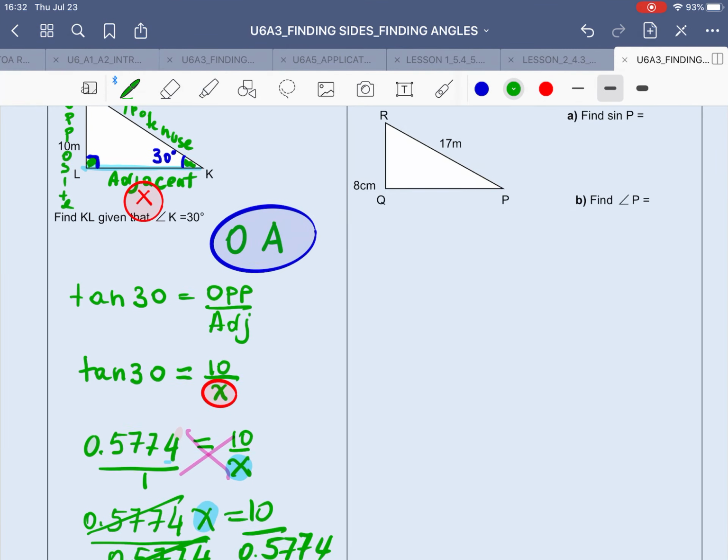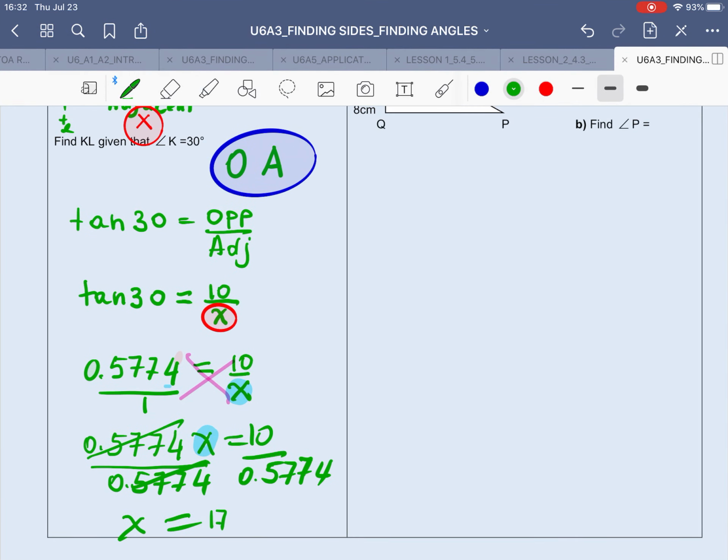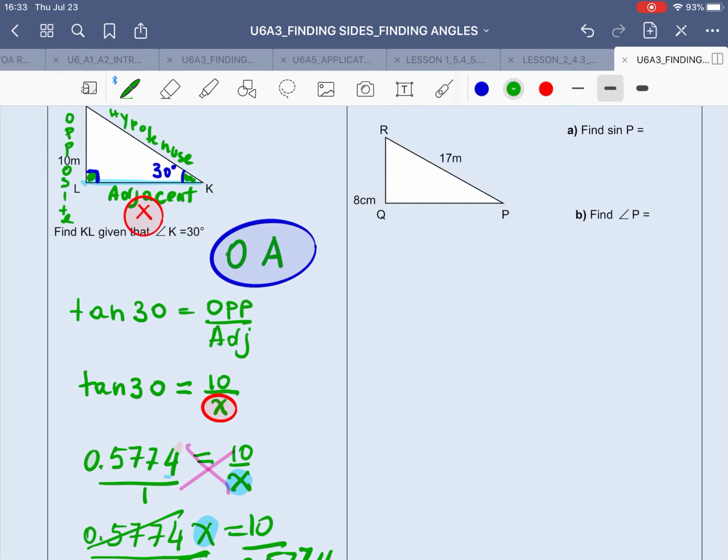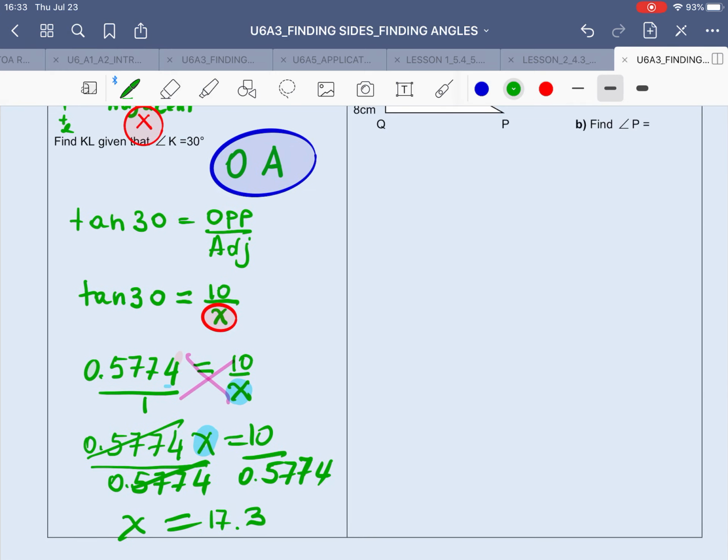So we'll say that the value of x is 17.3. And don't forget the unit measurements. We used meters, so 17.3 meters. And that's the answer to the first question.